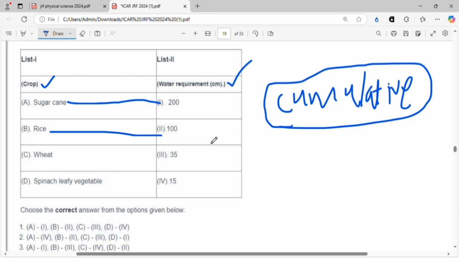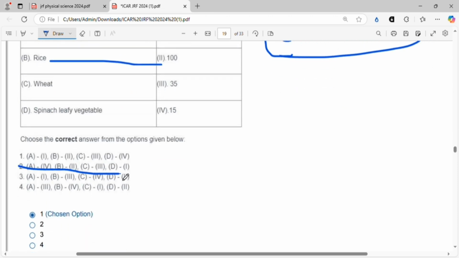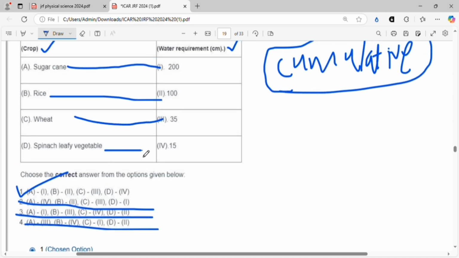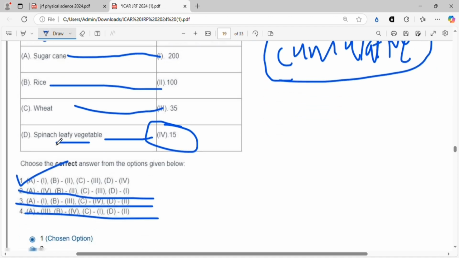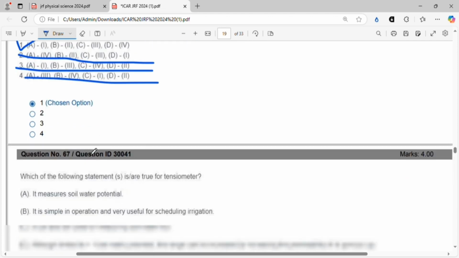All right. So let's take the options now. A1 and B2. So we get our answer A1, B2, and C will be 3 and D will be 4, because leafy vegetables, we know they require very little water. So this is the answer. This is an easy one, but you should be thorough with your general knowledge and your general agriculture concepts. So moving on to the next question.